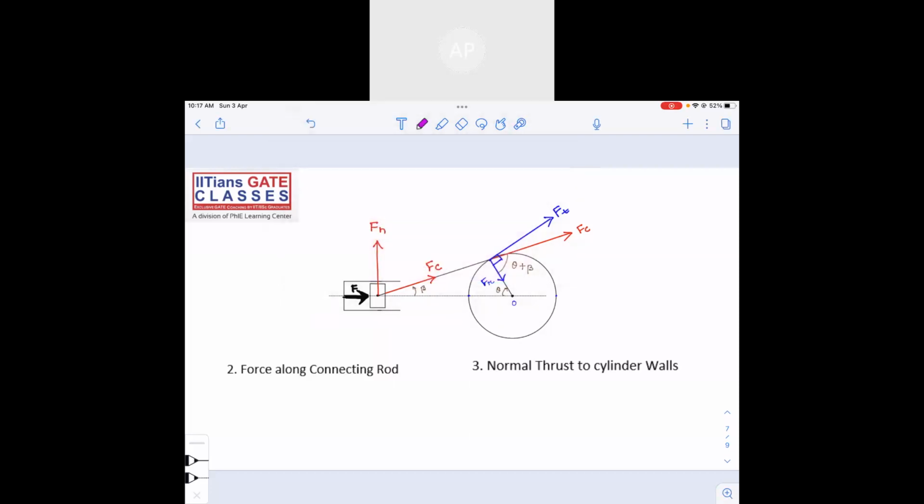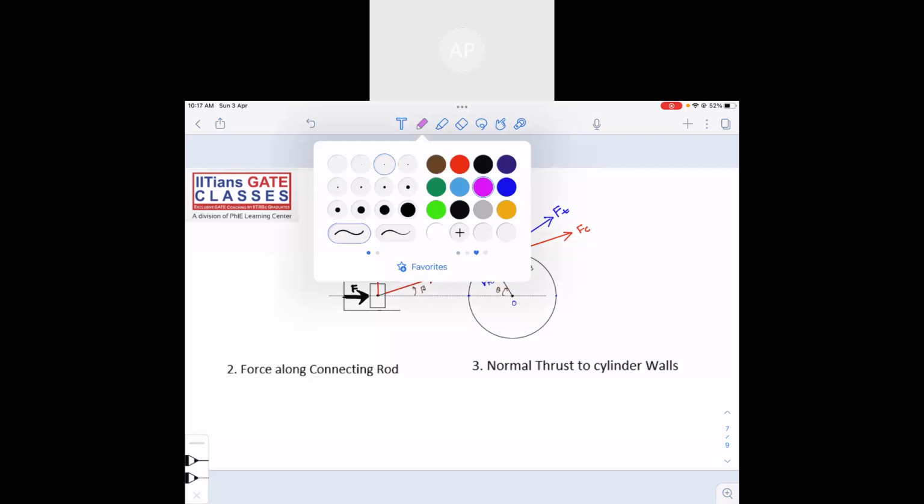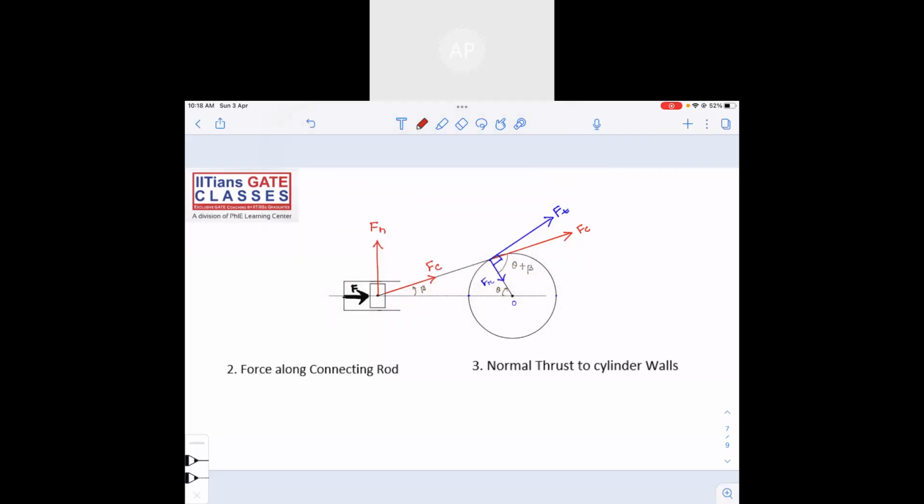Now, because of this piston force, some amount of force will be transferred to the connecting rod. You can see some amount of force will be transferred to the connecting rod. Now, how much is being transferred to the connecting rod?